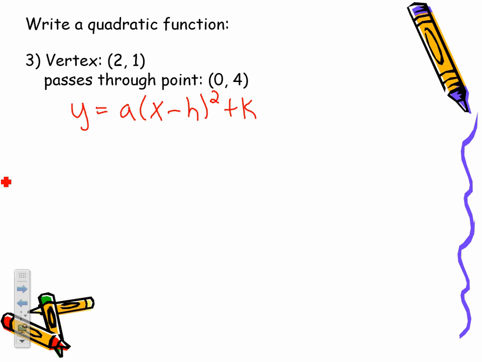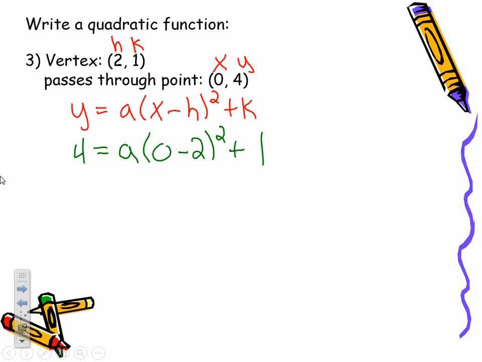We have this information. We know that this is my h, this is my k, this is my x, and this is my y on my point. So I just plug all of this into the equation I just wrote down. My y is 4, so I plug 4 equals, I don't know what a is, so I leave a there. x is 0 minus h, which is 2 squared plus 1.